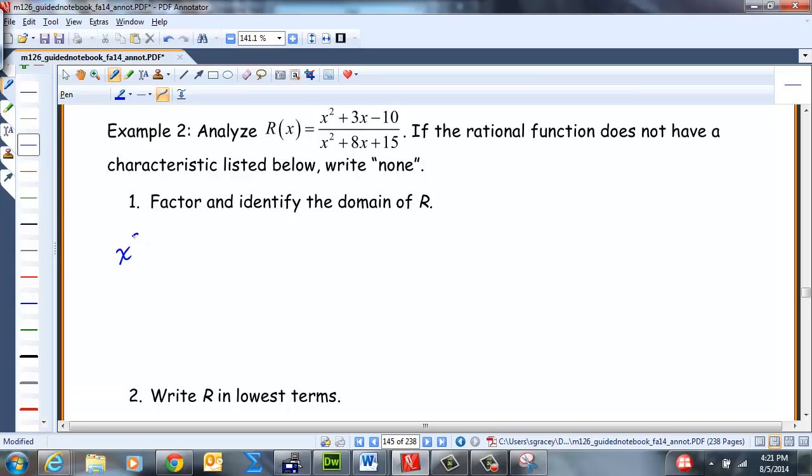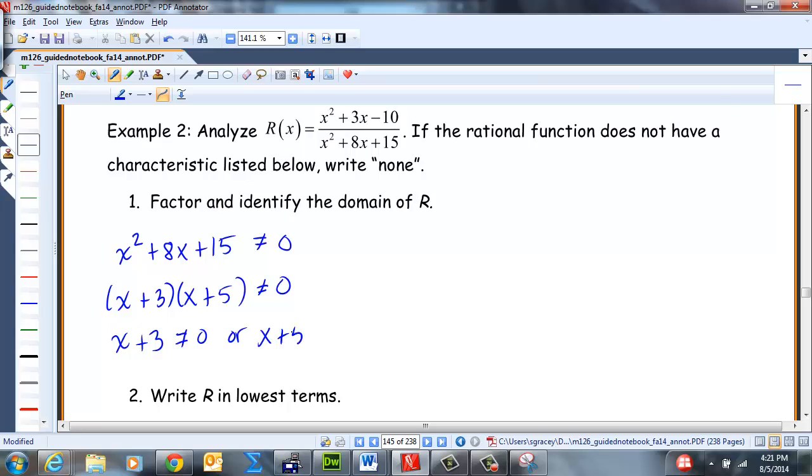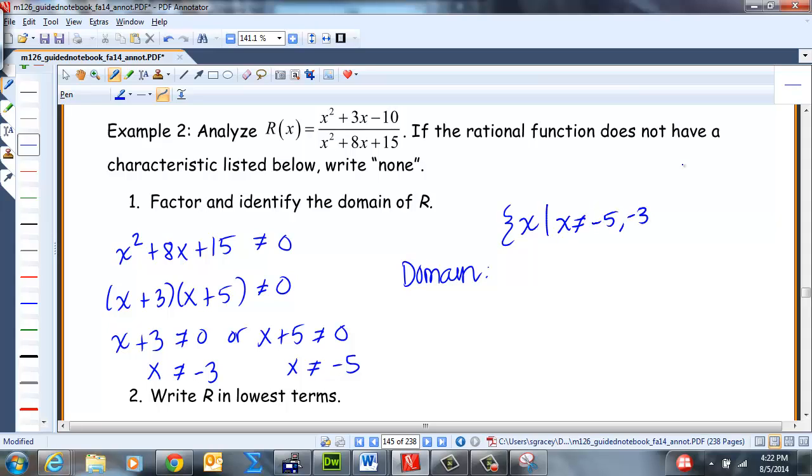So let's take a look at that denominator. x squared plus 8x plus 15 cannot be equal to 0. Factoring, this factors, I think, as x plus 3 times x plus 5 cannot equal 0. So x plus 3 cannot be 0, or x plus 5 can't be 0, which leads us to x not being equal to negative 3, or x not being equal to negative 5. So our domain is, in set notation, x such that x is not equal to negative 5 and negative 3.